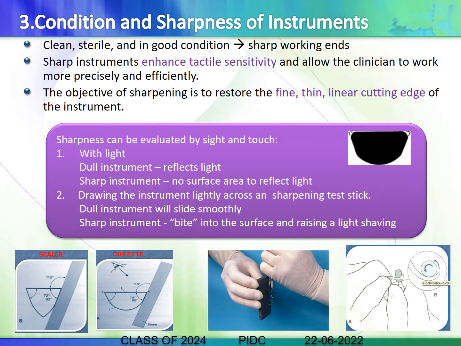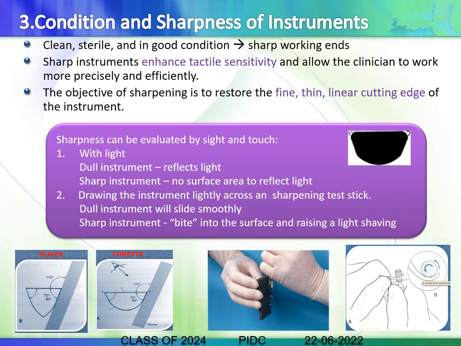Next, coming on to the condition and sharpness of the instrument. Instruments should be clean, sterile, and in good condition, with sharp working ends. Sharp instruments enhance tactile sensitivity and allow the clinician to work more precisely and efficiently. The objective of sharpening is to restore the fine, thin, linear cutting edge of the instrument.